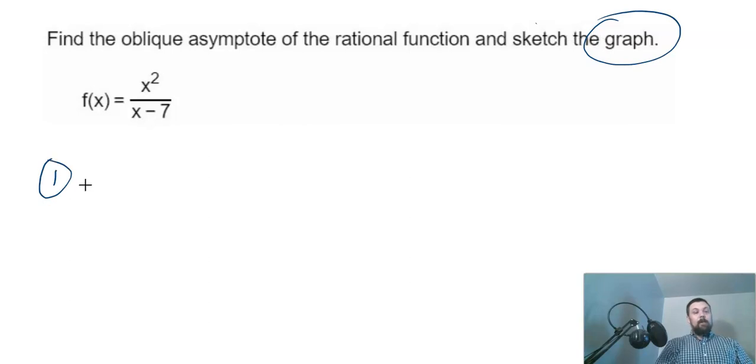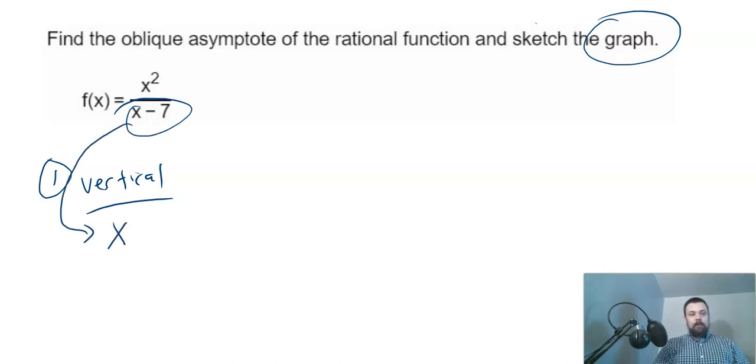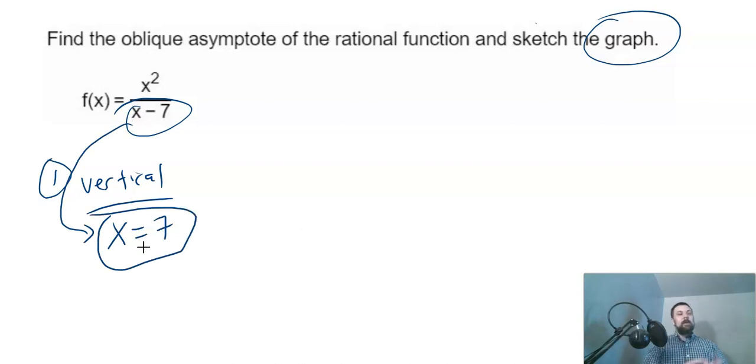So step 1, find all the asymptotes. Let's start with the vertical ones. Again, this one I can just see what number would make the denominator equal 0? 7. And so that will be the vertical asymptote. Again, the process is take the denominator, set it equal to 0, solve for x.